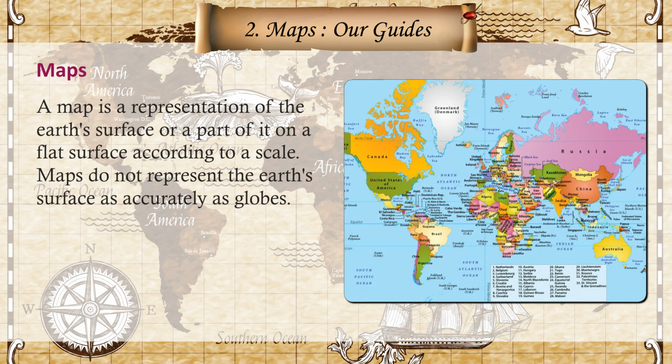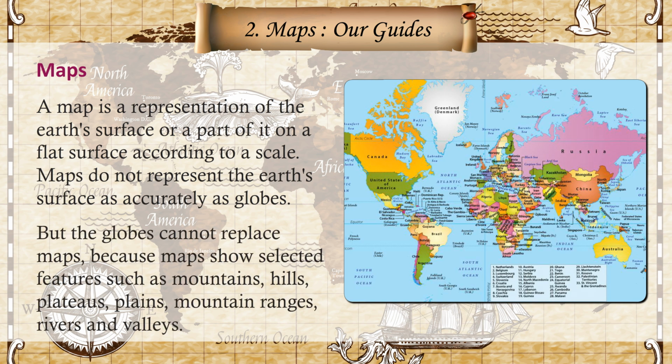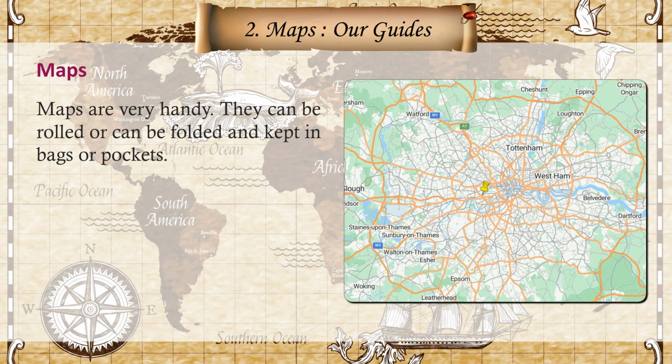Maps. A map is a representation of the earth's surface or a part of it on a flat surface according to a scale. Maps do not represent the earth's surface as accurately as globes. But globes cannot replace maps because maps show selected features such as mountains, hills, plateaus, plains, mountain ranges, rivers and valleys. Maps are very handy.